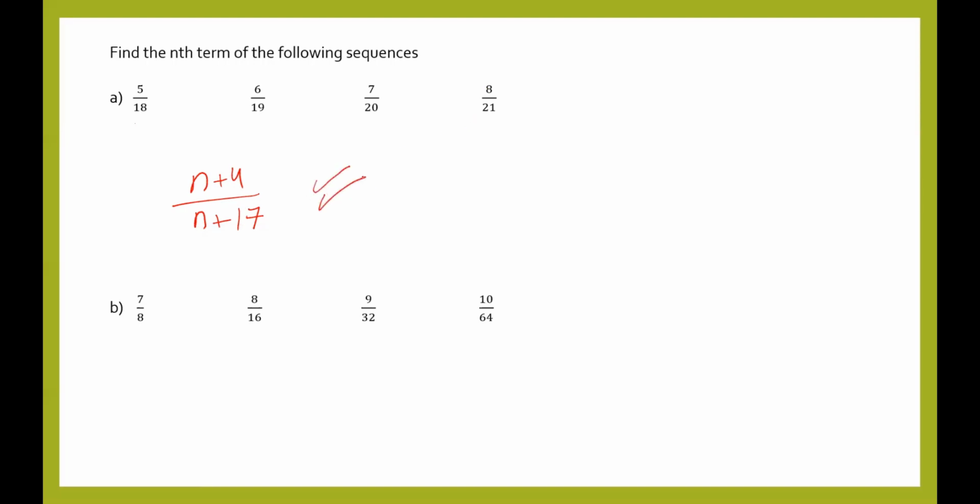So the nth term is correct. If we move to the next one: 7 out of 8, 8 out of 16, 9 out of 32, 10 out of 64. This was in November 2020, Paper 4, variant 2. Let's see how to do this. We're going to take the numerators together as a sequence. You're going to find 7, then 8, then 9, then 10. We're adding 1 every time, so it's arithmetic.